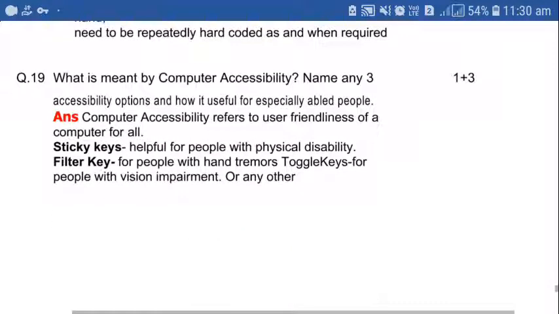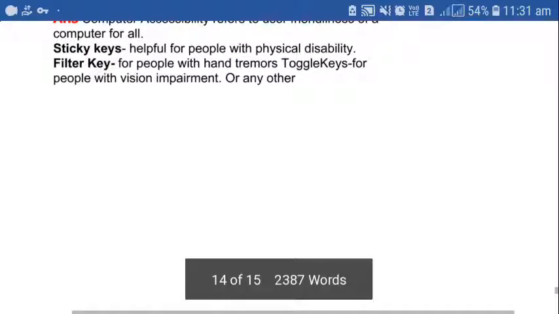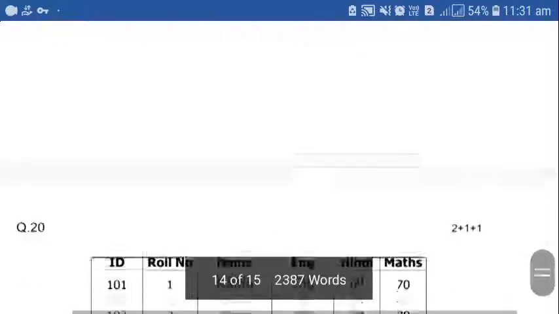So question number 19, what is meant by computer accessibility? Name any 3 accessibility options and how they are useful for especially abled people. Computer accessibility refers to the user friendliness of a computer for all. So these are sticky keys, helpful for people with physical disabilities, filter keys for people with hand tremors, toggle keys for people with vision impairment, or any others you can just write.